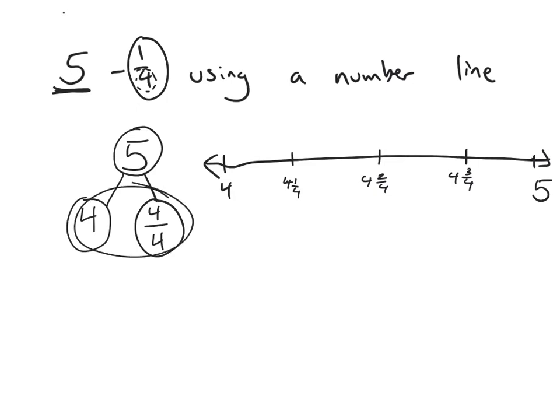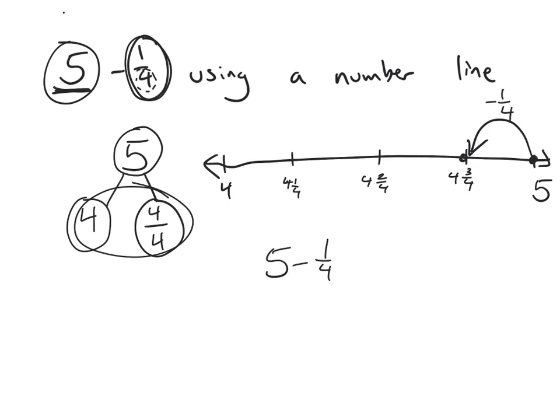So I'm going to be starting at 5, since that's what the minuend is in our subtraction problem, and I am going to make a jump backwards of 1/4. When I do that, I land right here because I subtracted 1/4, and I get my answer of 4 and 3/4.